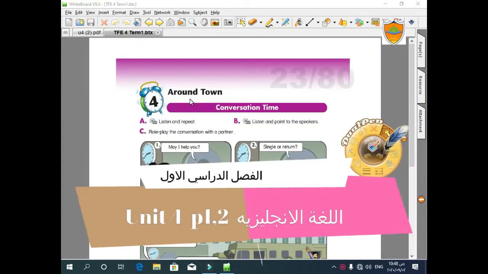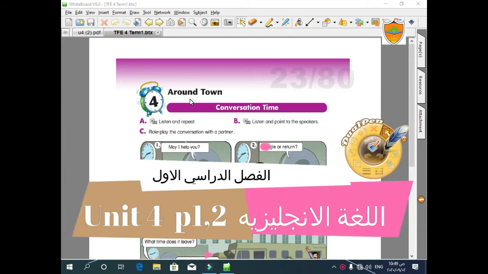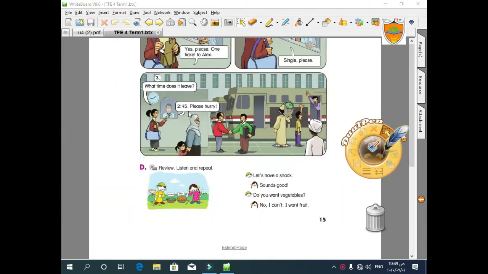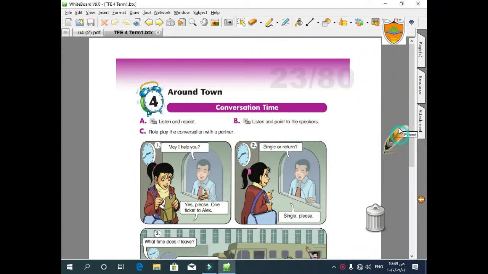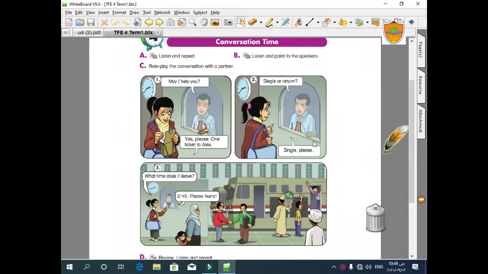Today, I'm going to explain Unit 4, Around Town, and we will know some means of transport and how to ask about them. Let's start with the conversation. Listen carefully and try to repeat after me.